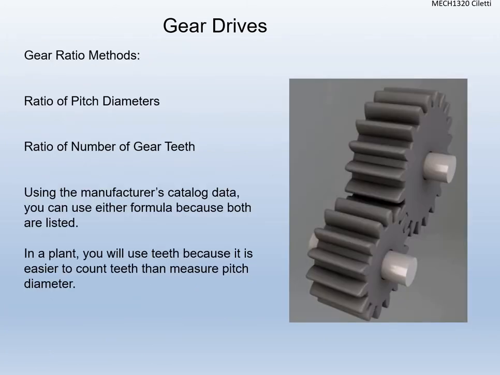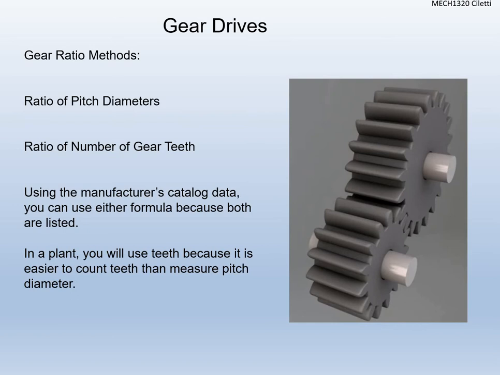So let's talk all about a gear drive. What's a gear drive? We're taking two gears, meshing them together, and we're either transmitting speed, torque, or power in those kinds of forms. When we talk about gear ratio methods, there's a couple different ways we can use a ratio to talk about transmitting speed or torque. One is we can use the ratio of the pitch diameters. The other is we can use a ratio of the number of gear teeth.